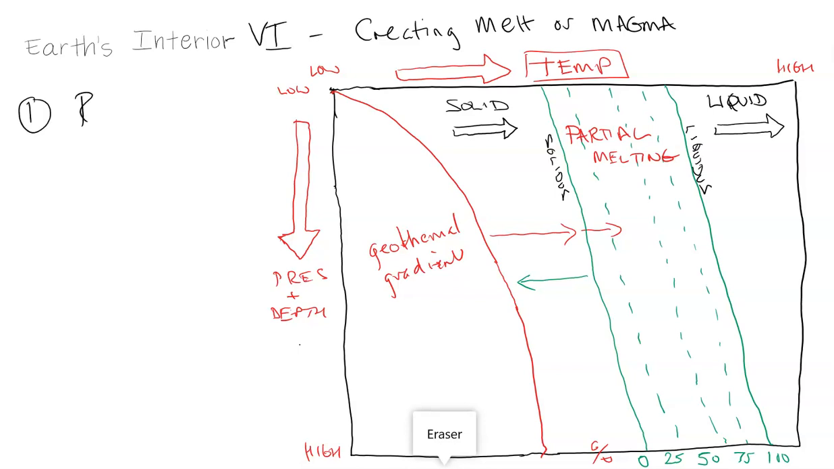First, you have to raise the geothermal gradient, as discussed. But how? Well, there are four main ways we can do this. Okay, I'm going to put I there. Okay, so I. So decompression.